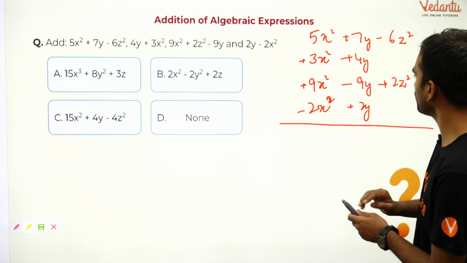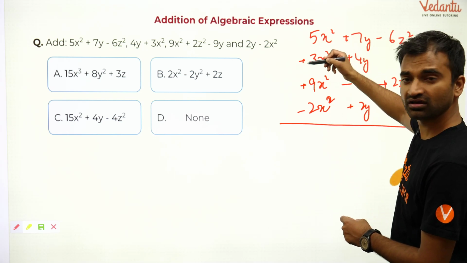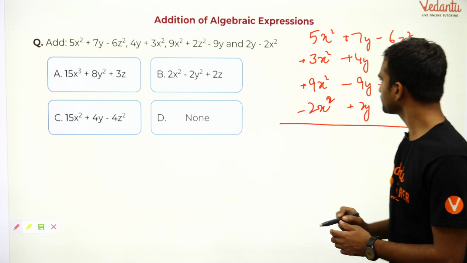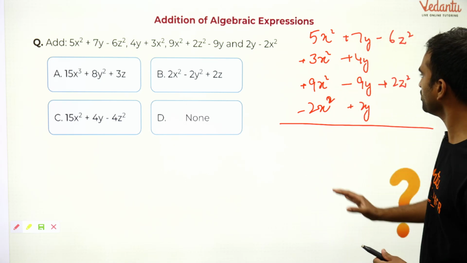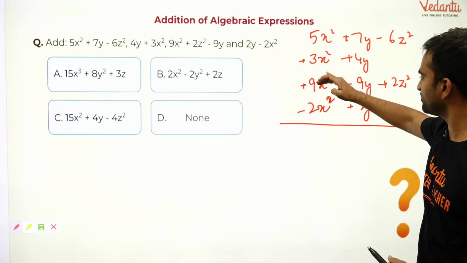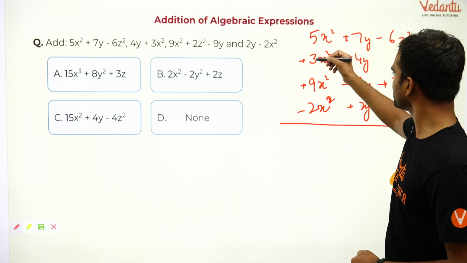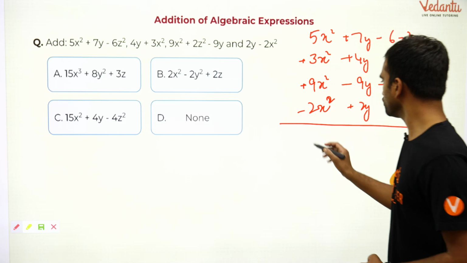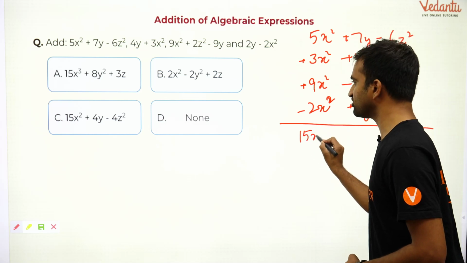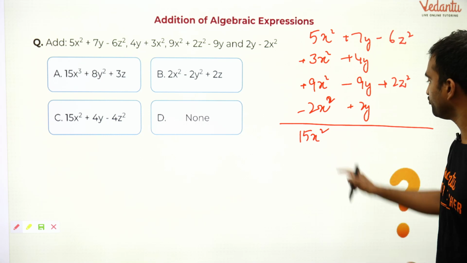Now what do I have to do? Just forget about the x. I have 5 plus 3 plus 9 minus 2. How much is that? 5, 6, 7, 8, 9 plus 8 is 17, minus 2 is 15, right? So I get 15x square. Is that fine, everyone? I get 15x square.